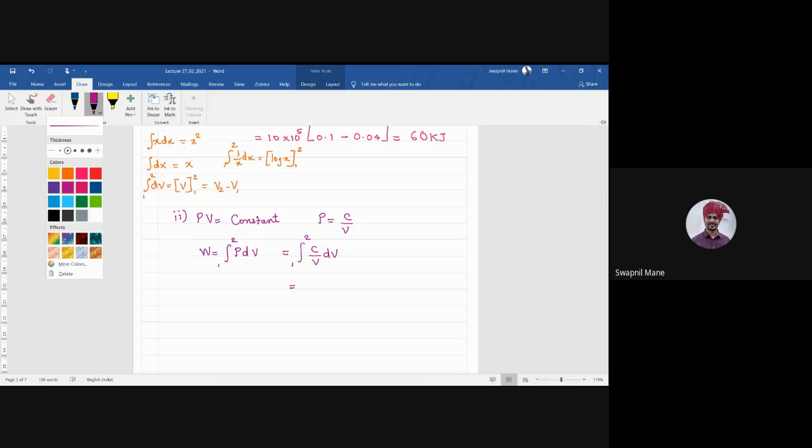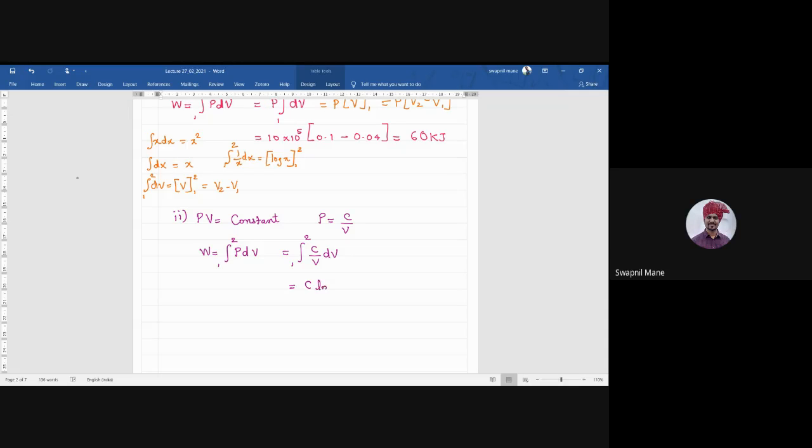So now you tell me, this will become C log of V2 by V1. Yes or no? Log of V2 minus log of V1, which is log of V2 by V1. Correct. And what is C? C can be written as PV. That means I can write it as P1V1 or P2V2. Yes or no?